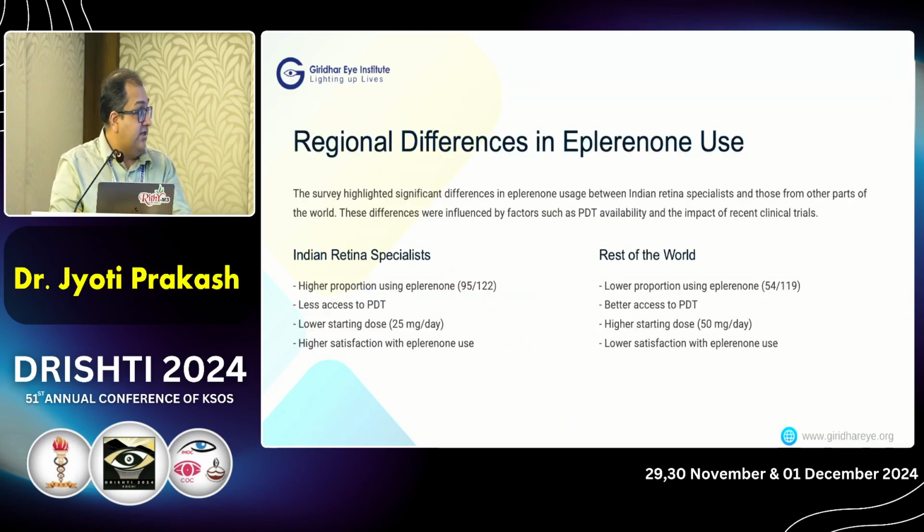The regional differences in eplerenone use, as is always the case: Indian retina specialists tend to use eplerenone more frequently as compared to the rest of the world, because, as the point has been reiterated over and over again, PDT is not available right now. They usually start at 25 milligrams OD and graduate to 50 milligrams per day. And the satisfaction rate with eplerenone use was good, whereas internationally, in the rest of the world, it was not so. All the other parameters were exactly the opposite of what was received from India.